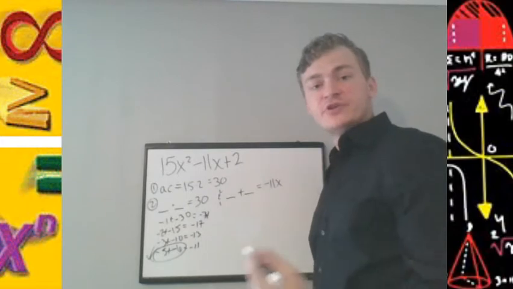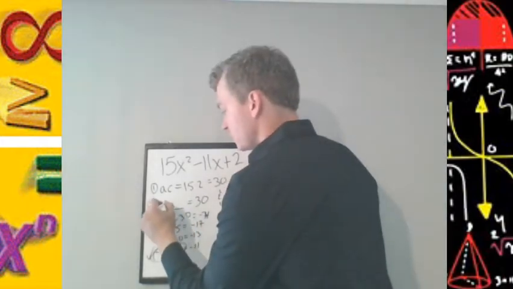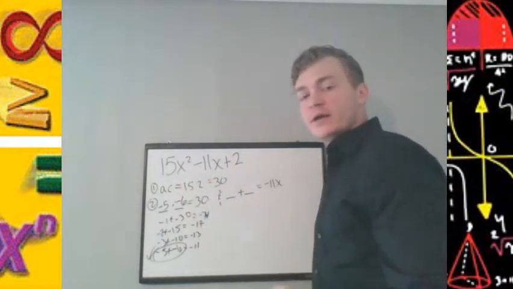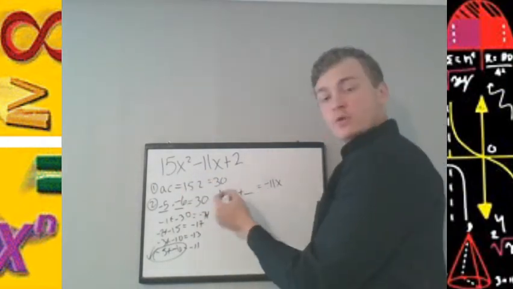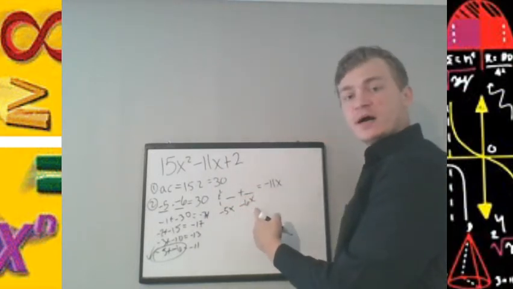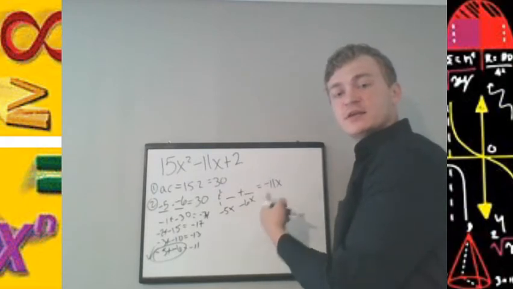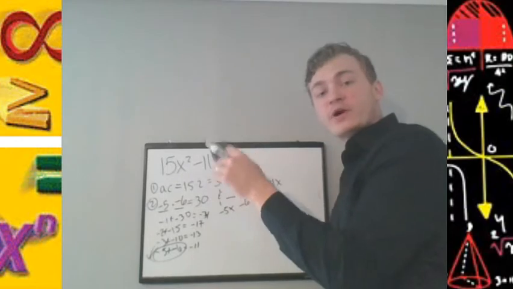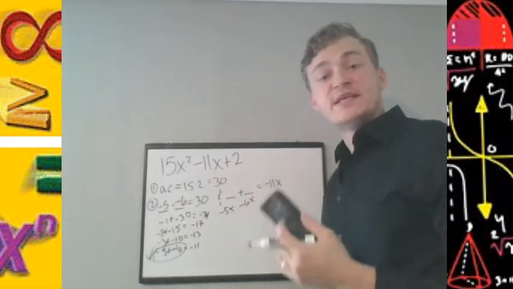So we found two integers, negative 5 and negative 6, that will multiply to give us positive 30, and they will also combine. Negative 5x will combine through addition with negative 6x to give us negative 11x. So we found those two integers. Therefore, we are guaranteed this trinomial is factorable.